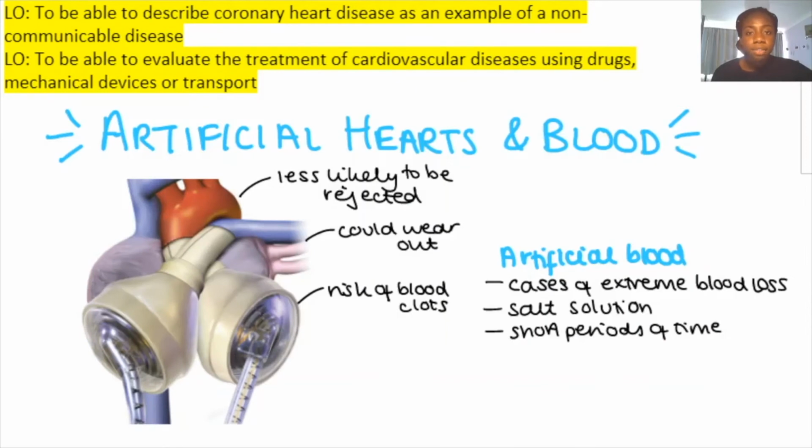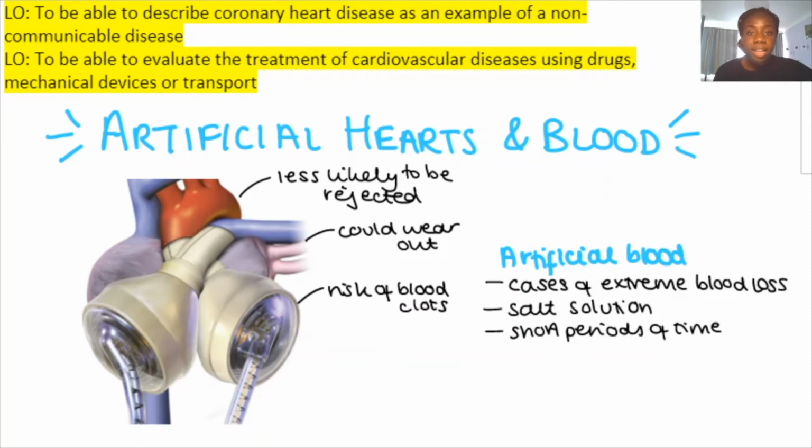Another type of treatment for cardiovascular disease or illness is artificial hearts and artificial blood. So if we start off with artificial hearts, this is normally in the case of heart failure, which is obviously going to require a heart transplant eventually. However, this requires a recently deceased donor, and this can take quite a long time to come as the transplant list is very long. So an artificial heart is used to bridge the gap between the illness and then getting a brand new transplant.